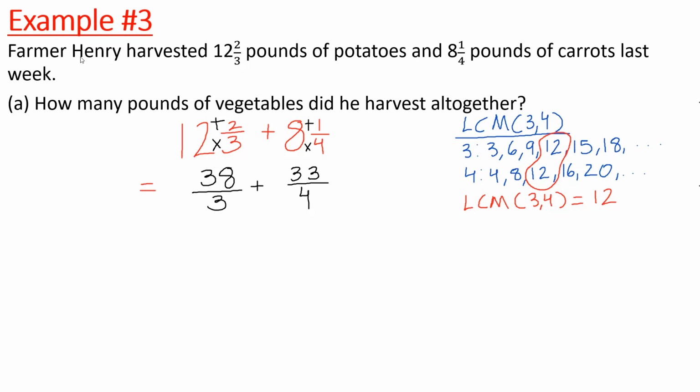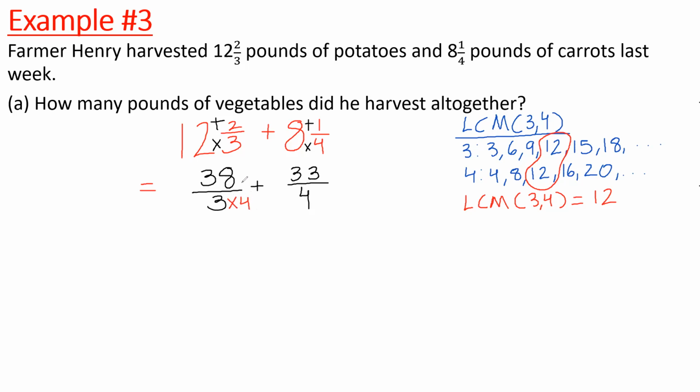Paul, what is the next thing we're going to do? Multiply the 3 and 4 by what? By 4 and 3. Very good. So we have to say what times 3 gives me 12, and what times 4 gives me 12. So it's going to be 3 times 4 gives me 12.